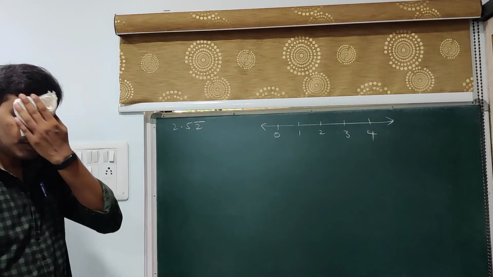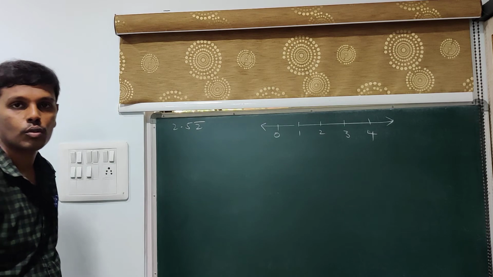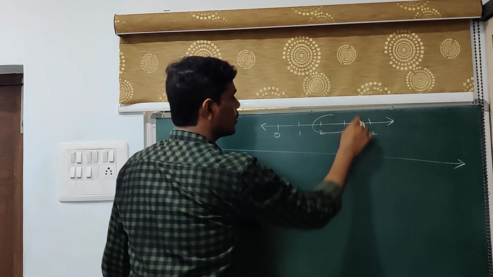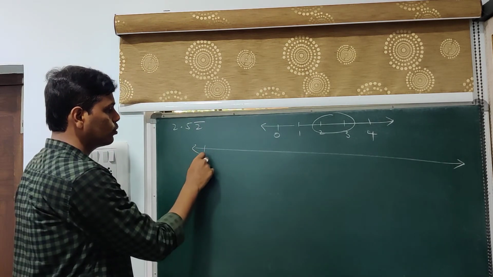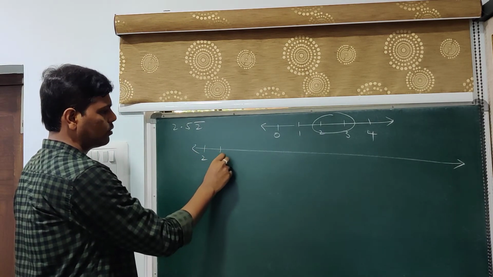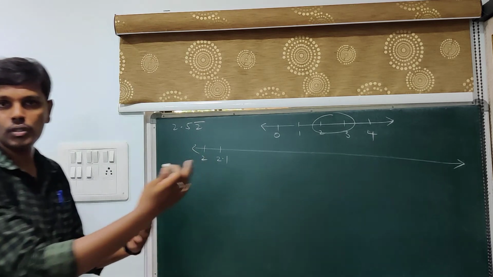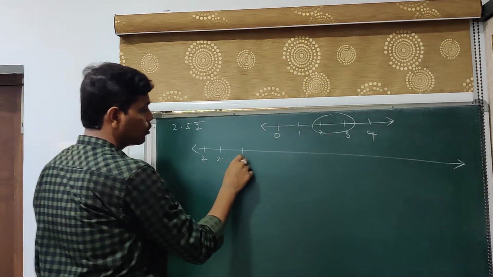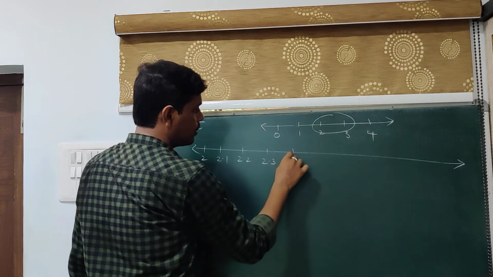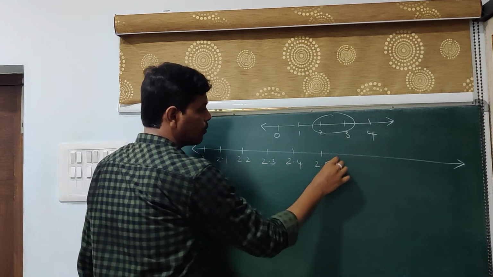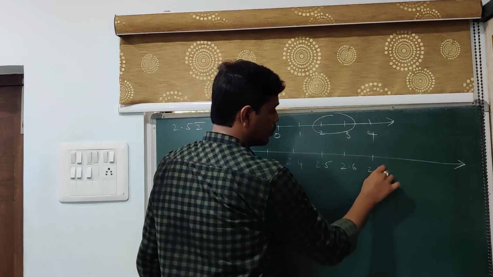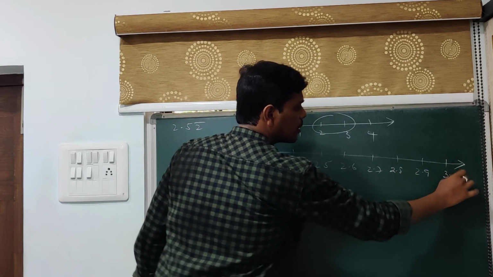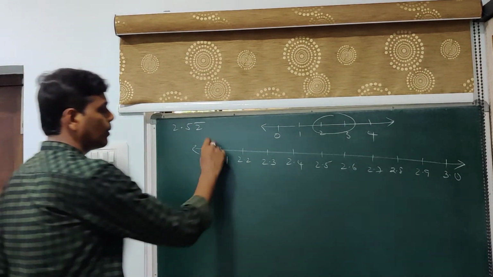Now 2.52 bar lies between 2 and 3. That is known to us. So magnify that. So this is what I am magnifying. So 2, then 2.1, just like the previous one. 2 is same as 2.0. Following number is 2.1. Next 2.2, 2.3, 2.4, 2.5, 2.6, 2.7, 2.8, 2.9 and 3.0. So this is what I have magnified.